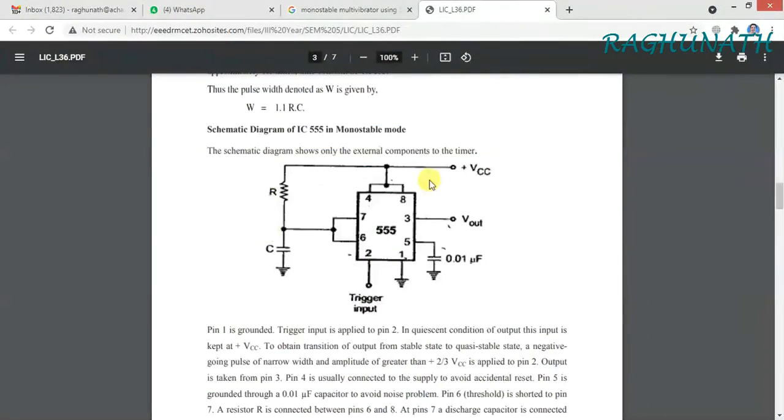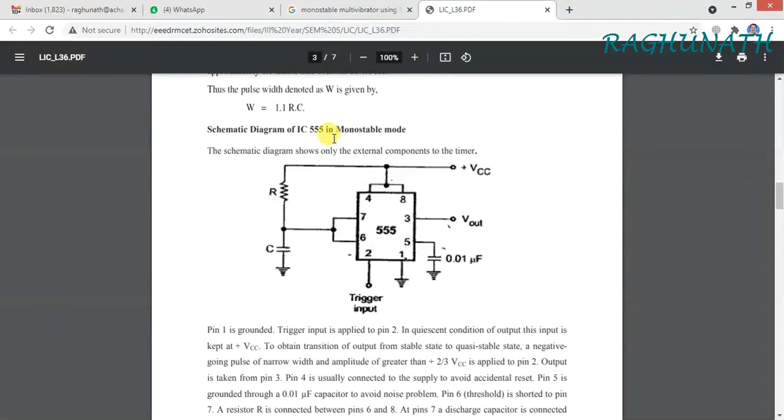So this is the circuit diagram of the RC monostable multivibrator. 4 to 8 is shorted, 7 to 6 is shorted. This is the R and C. The value of the output pulse width is given by 1.1 times R and C. The output depends on the resistor value and capacitor value. The theoretical value of the output pulse width is 1.1 RC.